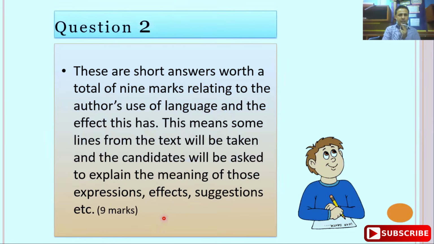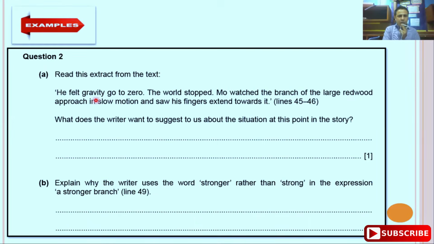I'm going to show you one sample out of this. All right, see the sample. Read this extract from the text. Now they have taken this extract from passage one: "He felt gravity go to zero, the world stopped. Mo watched the branch of the large redwood approach in slow motion and saw his fingers extend towards it." This has been taken from lines 45 to 46.